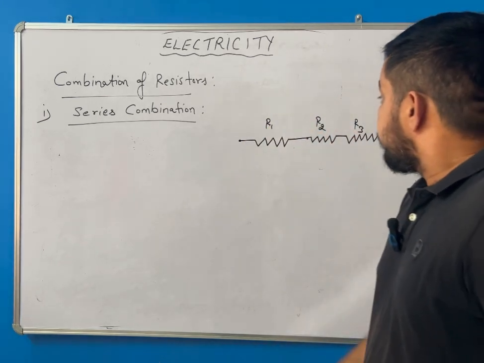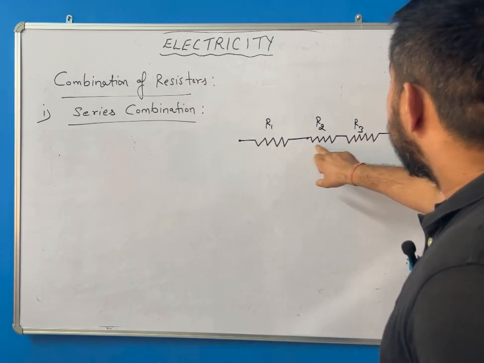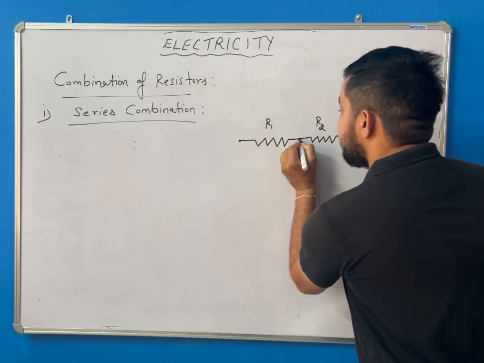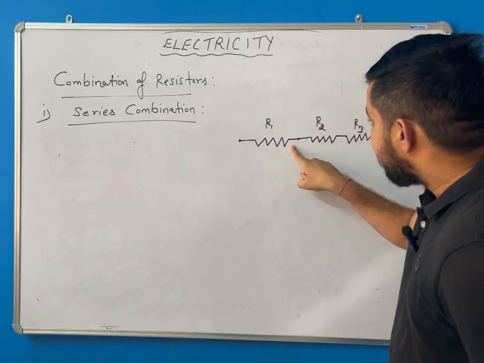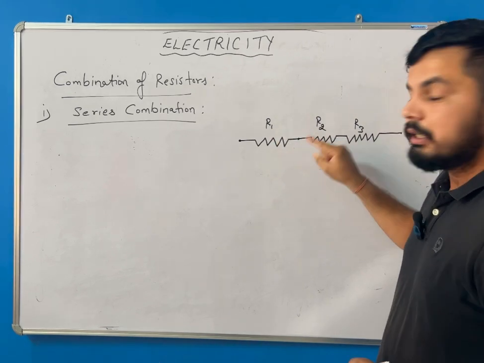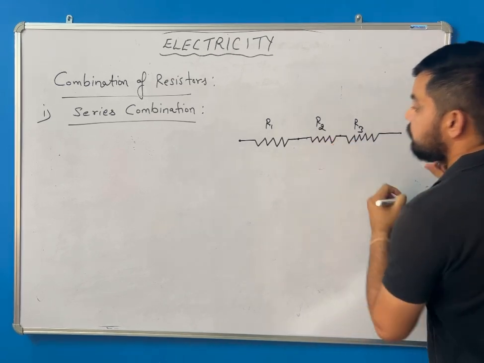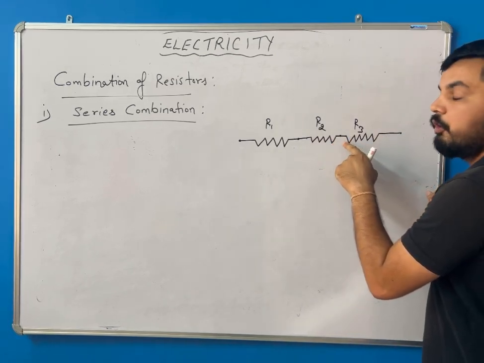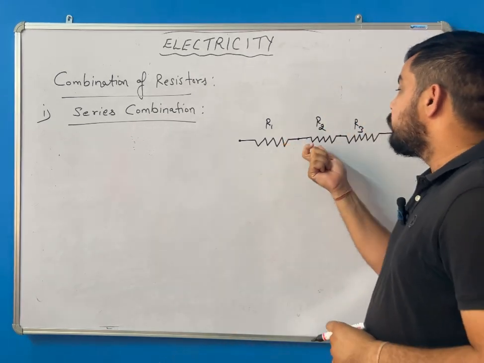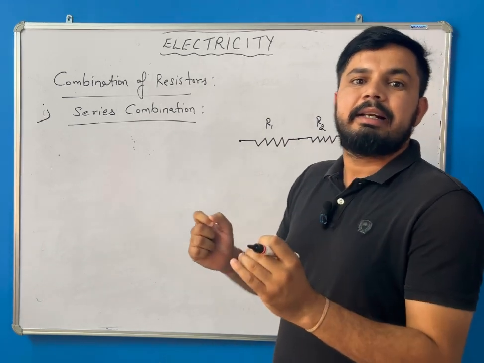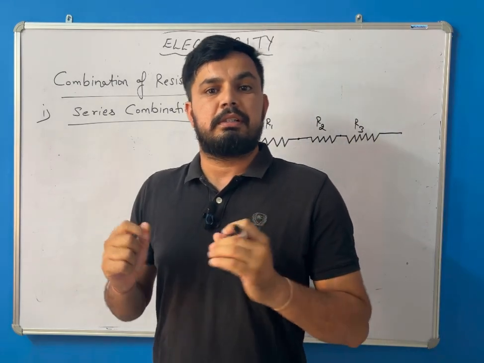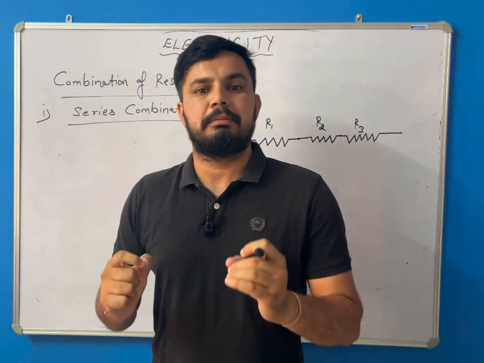Now these resistors are connected end to end, because every resistor has two ends, first end and second end. Now see, the second end of the first resistor is connected to the first end of the second resistor. In the same way, the second end of the second resistor is connected to the first end of the third resistor. So when these resistors are connected end to end, this type of combination is called series combination of resistors.